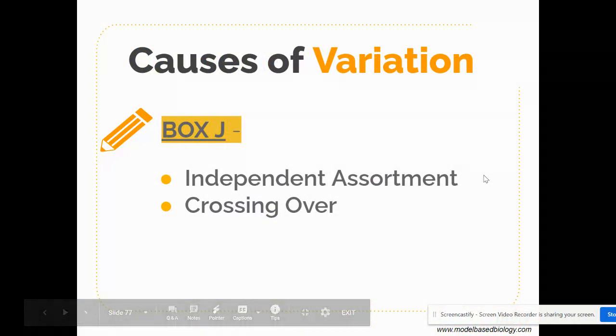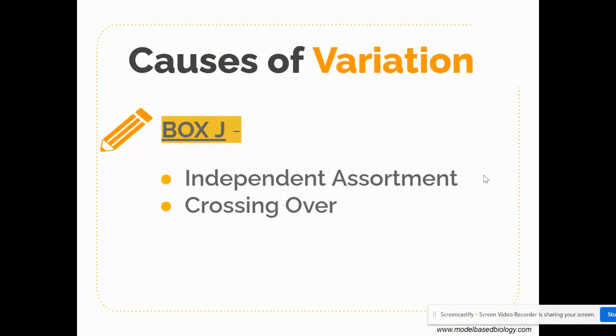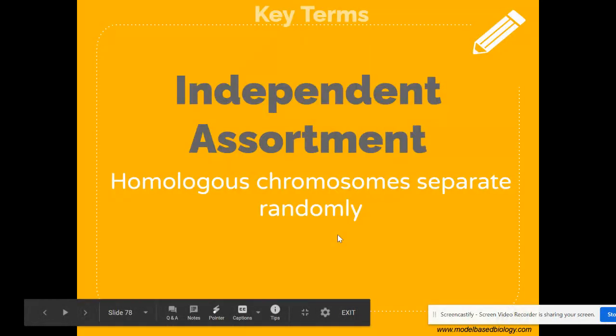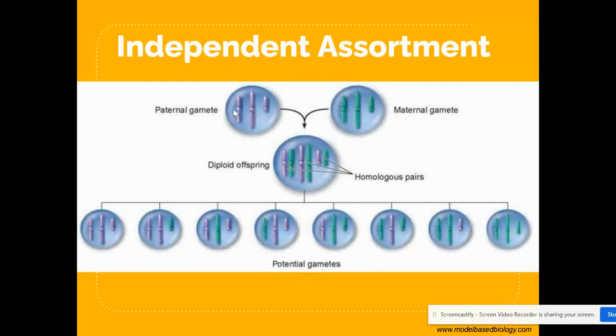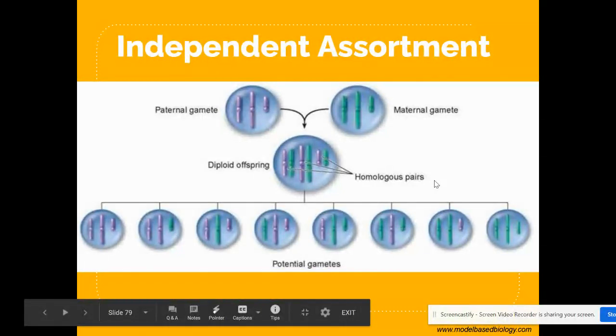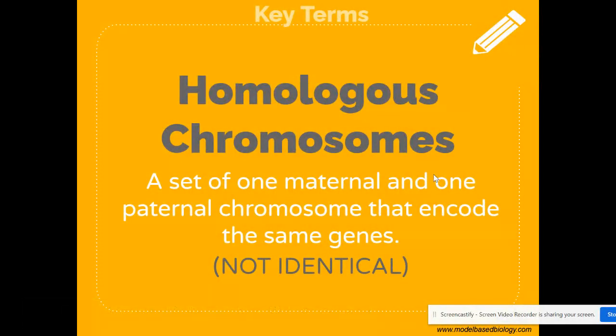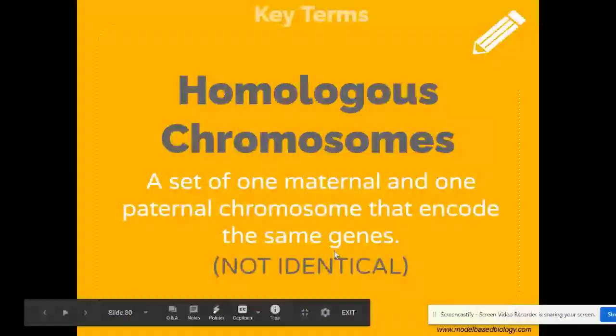Causes of variation. Not only is independent assortment, the random mixing of chromosomes, a cause of variation, but there's also another cause called crossing over. So independent assortment is when the homologous chromosomes separate randomly. These are the chromosomes that split off into the gametes, like we talked about in the Let's Make a Baby assignment. Homologous chromosomes are a set of one maternal and one paternal chromosome that encode the same genes.